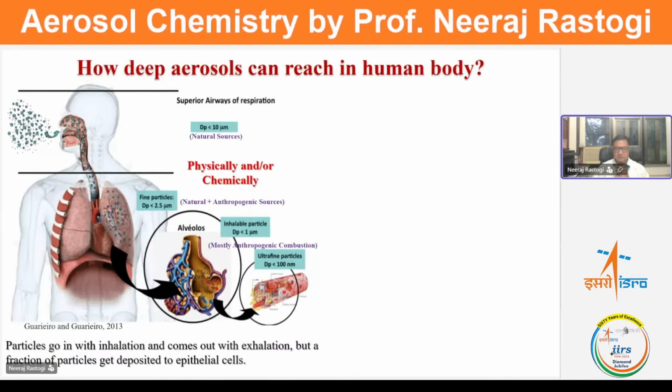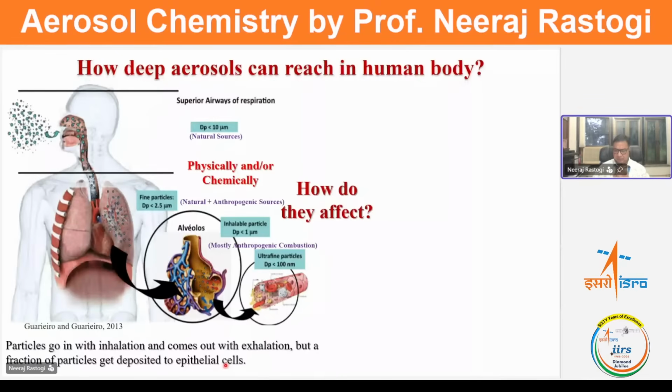And we all understand that if something is reaching our blood, it can reach any part of our body. And if it can reach any part of our body, it can affect it, as we discussed in the previous slide. But it is also true that particles go in with inhalation and come out when we exhale. But a fraction of particles gets deposited on the epithelial cells. What are epithelial cells? If you look inside our lungs, whatever cells you see in the surrounding are called epithelial cells.